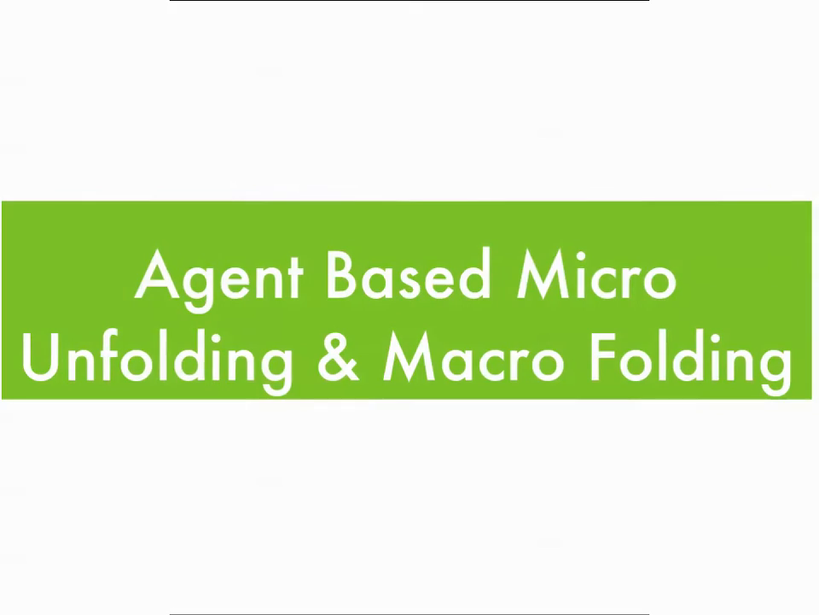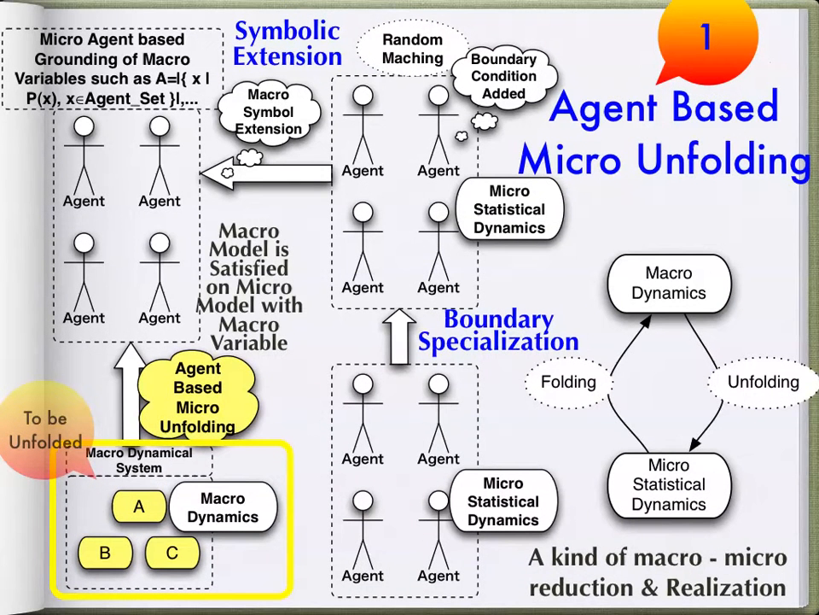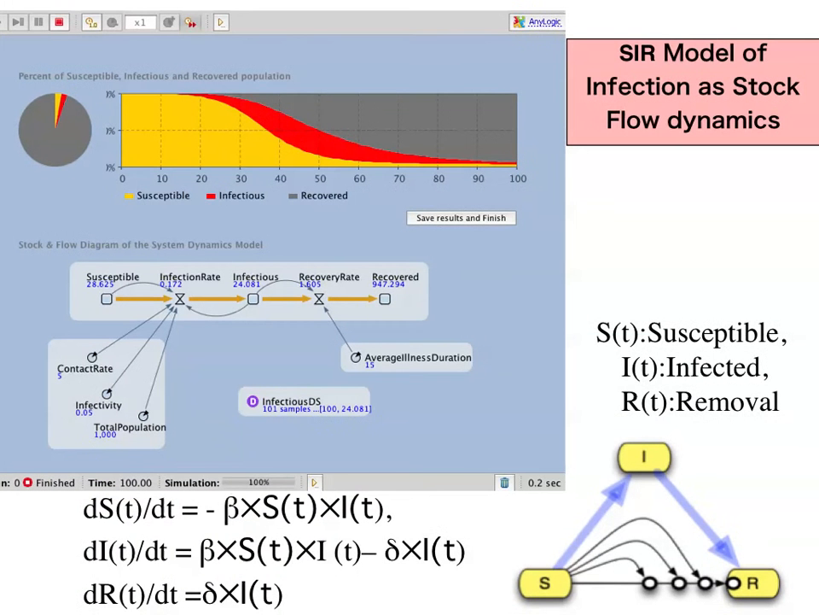Folding. Micro unfolding and macro folding. That means there exists a macro model, which is unfolded to the micro model, or the micro model is folded to the macro model. Okay, I'll show my example.